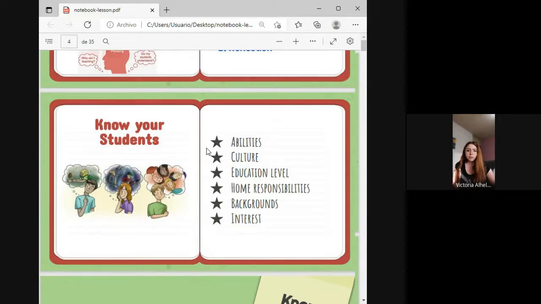In know your students, we have the abilities, the culture, the education level, the home and the background, and the interculture. Okay, so now we have to know the interests of our students and know what they like to do occasionally or what they do every day. Okay, so those are keys for our lesson plans.